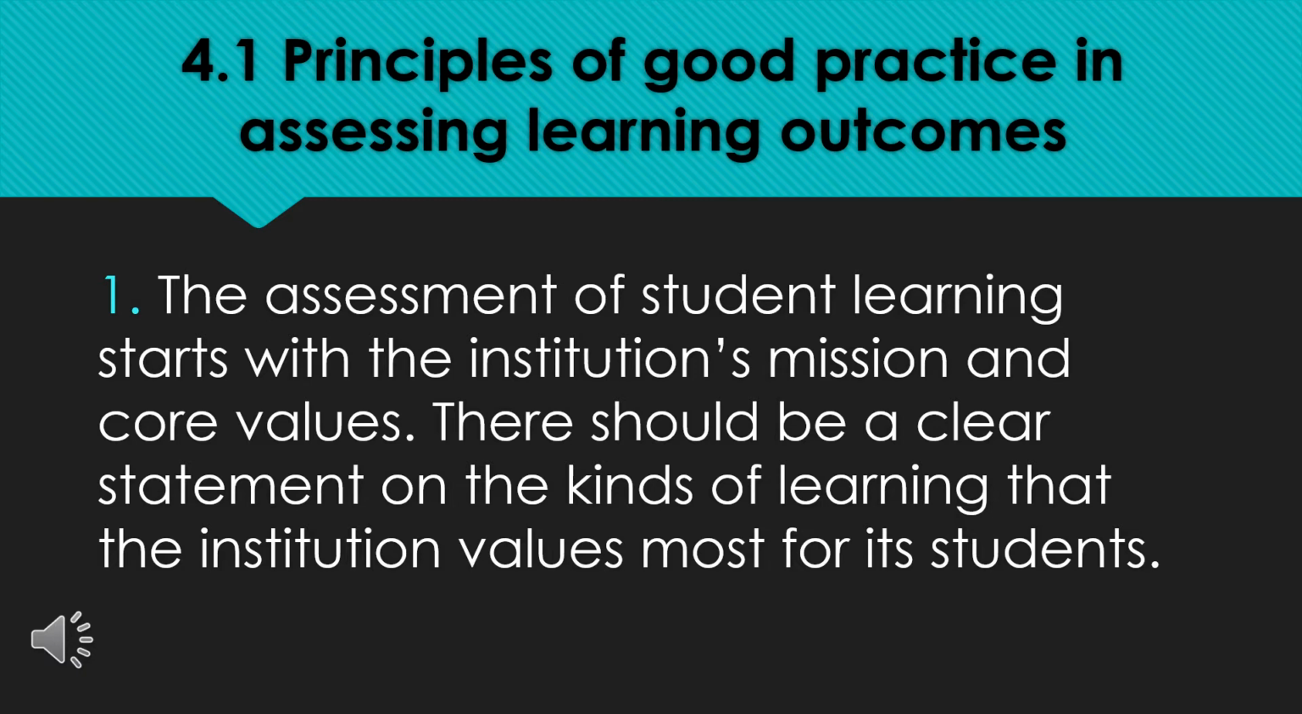We have 13 principles. The first one is: the assessment of student learning starts with the institution's mission and core values. There should be a clear statement on the kinds of learning that the institution values most for its students. It is very important for an institution to have a clear mission and core values for us to be able to align everyone in the organization and ensure that everyone is working towards a single purpose. It also helps to increase efficiency and productivity in the organization.